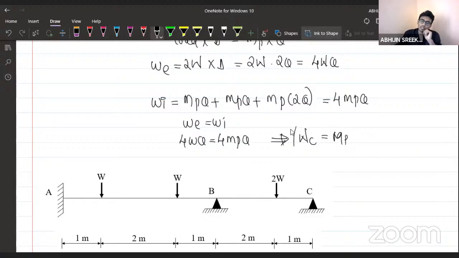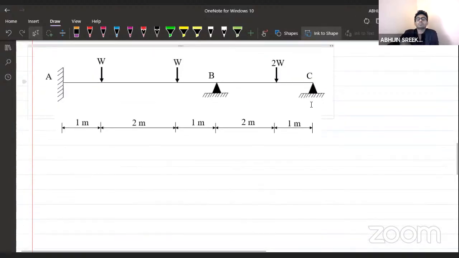Remember this, but this will not be giving you the collapse load. Collapse load will be the minimum collapse load of all the possible mechanisms. You cannot directly come to the conclusion that this will be the collapse load for this beam. Right. Now I'm going to consider the next collapse mechanism here.